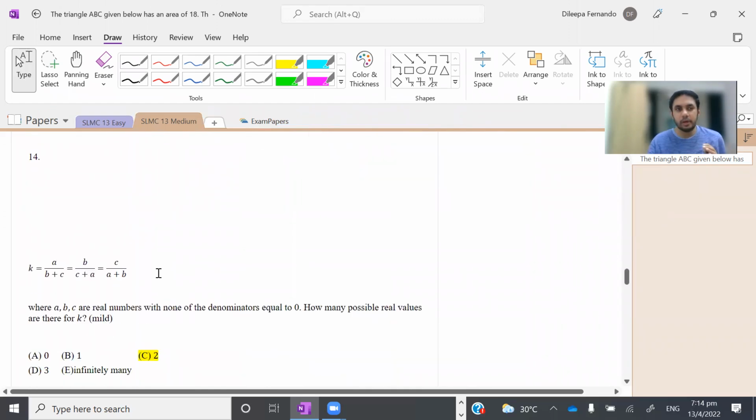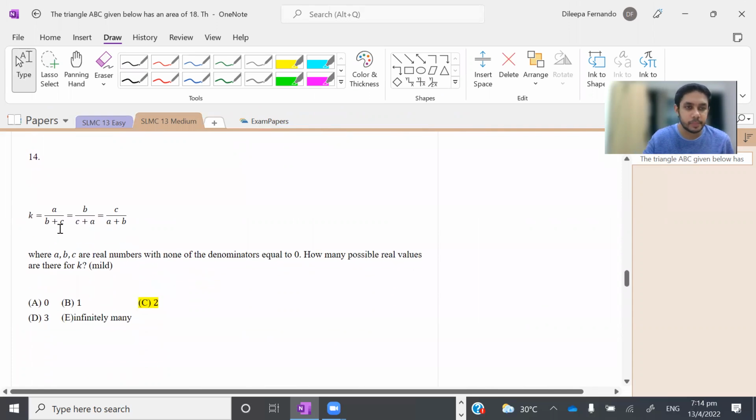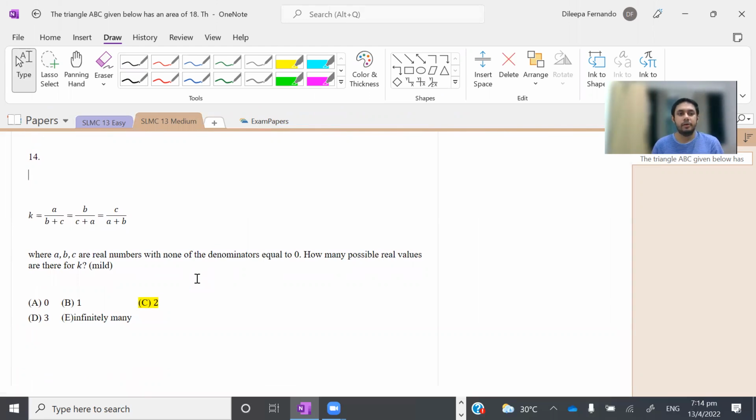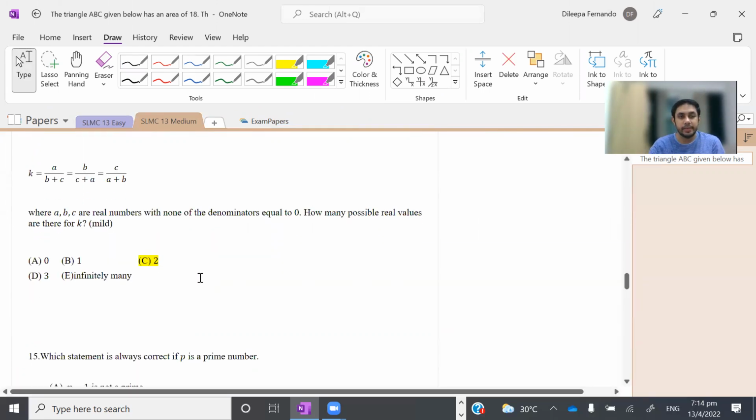Okay, now question 40. Here there's an equation. What are the a, b, c where a, b, c are real numbers? None of the denominators is equal to 0. That means b plus c, a plus c, a plus b are non-zero. How many possible real values are there for k? Okay, this is an easy question.